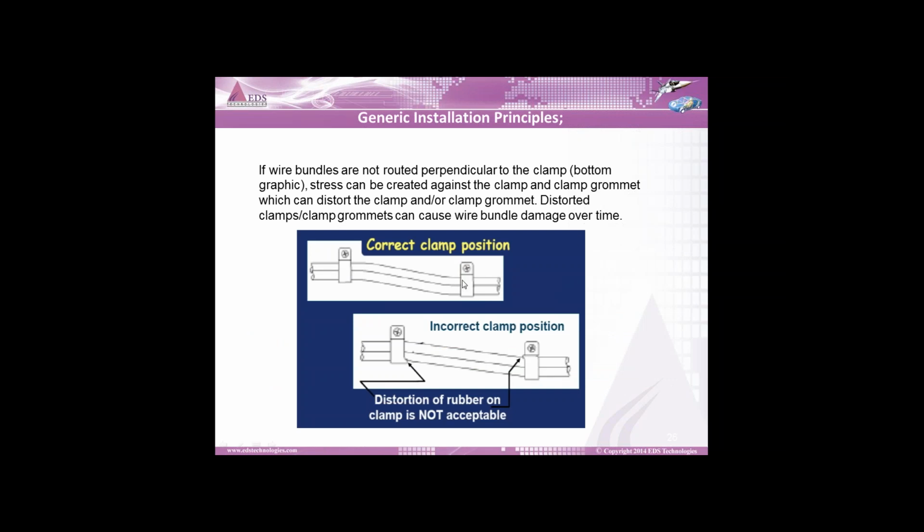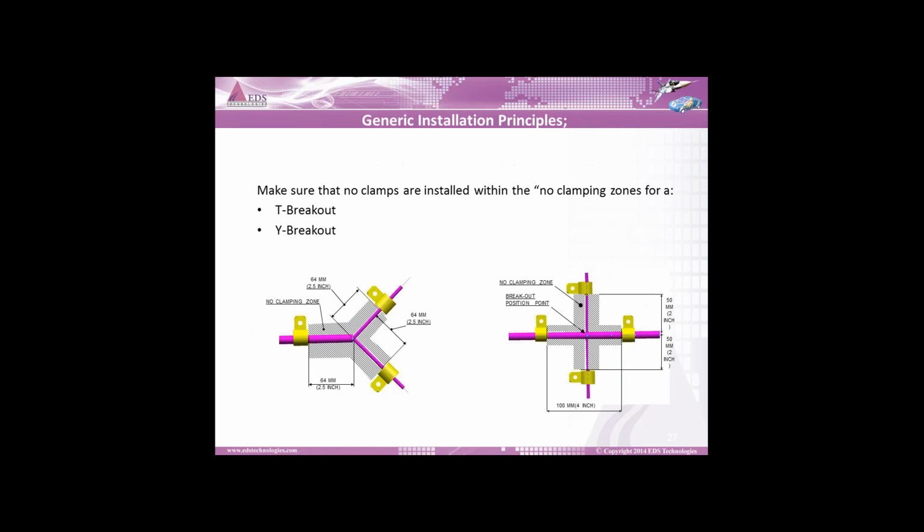Just extend your connector support to straighten, then you just position it. Here what happens? There will be a hysteresis flaw, and a huge amount of heat will be generated. There is a chance of wire damage. Some of the important things: how T breakouts happen, how Y breakouts happen.